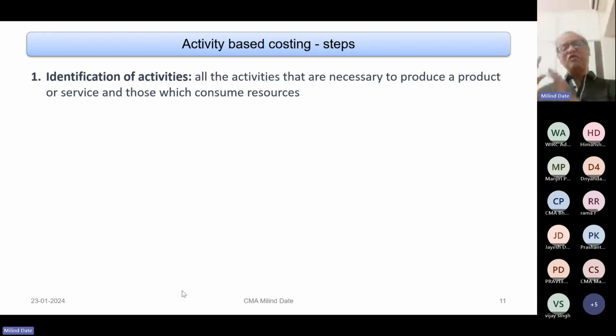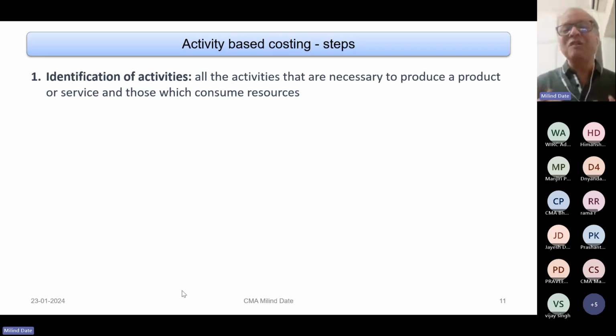Now, in your paper on strategic management during your CMA final, you would have probably studied Porter's value chain. Value chain model is nothing but listing a company's primary activities and secondary activities. Now, that's what I'm saying.